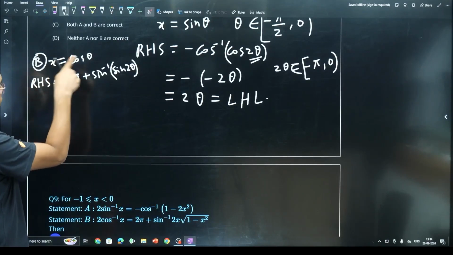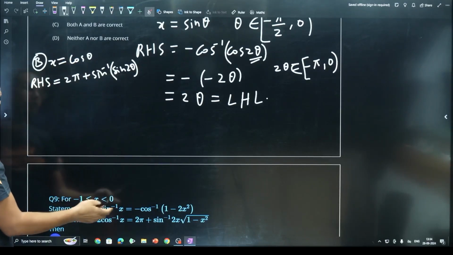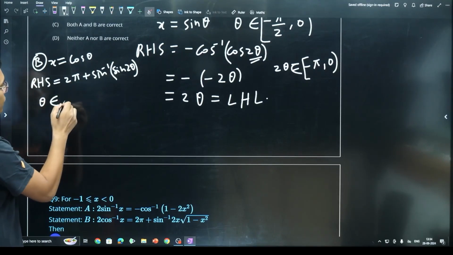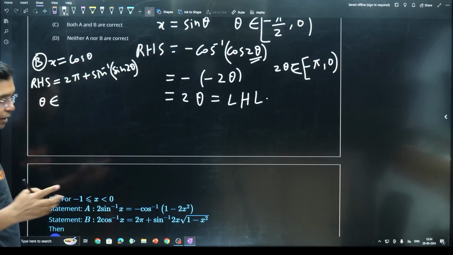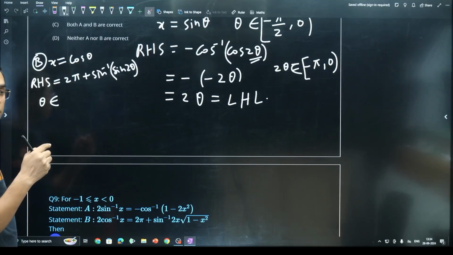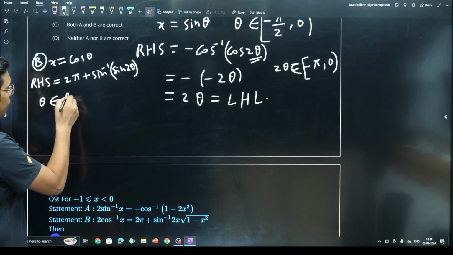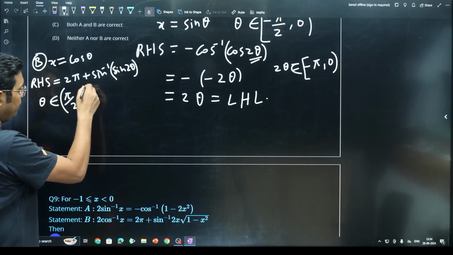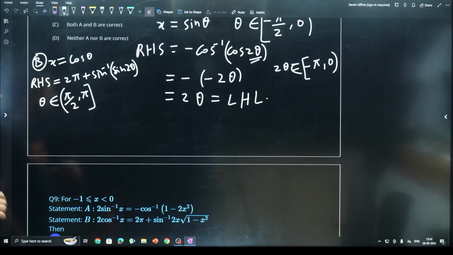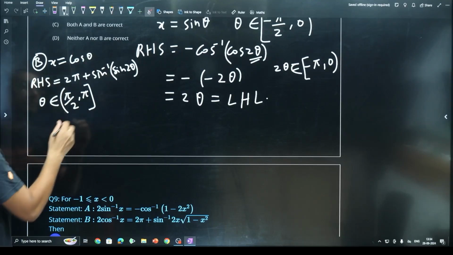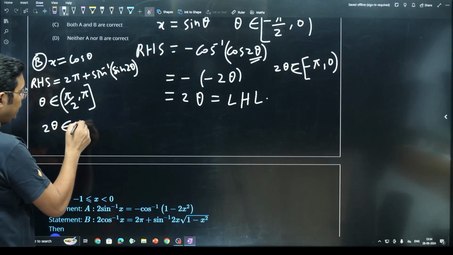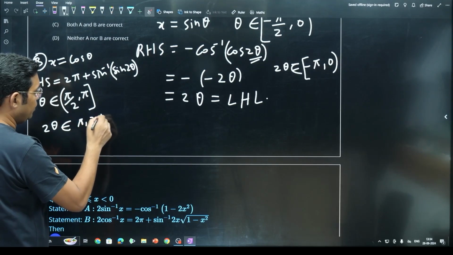When I am saying x is cos theta and x is between minus 1 to 0, that means my theta will be in the second quadrant, because for cos theta the principal domain is 0 to pi. So here it will be from pi by 2 to pi, where at pi by 2 it will be an open bracket, and at pi it will be a closed bracket. Now if theta is this, then your 2 theta will be pi comma 2 pi.